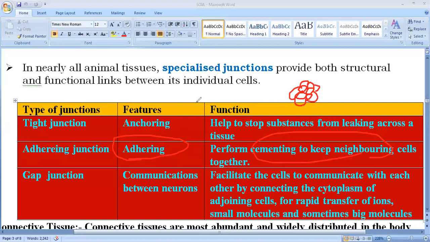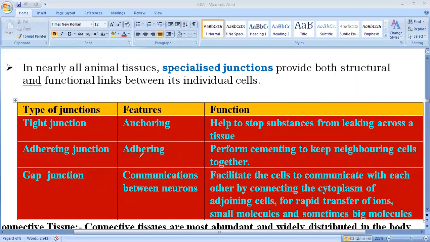Next, the third type is the gap junction, and you know very well where it is found. It is found in neuron cells. The gap junction is also known as the communication junction. So here you can see it is found in the communication between two neurons.